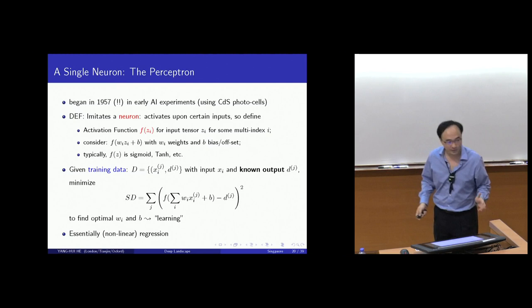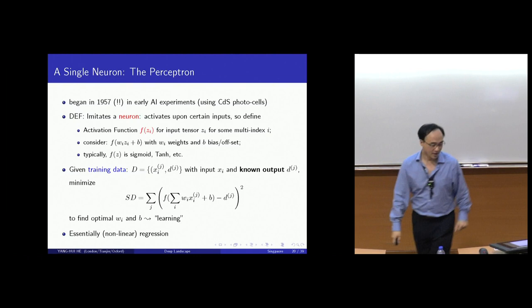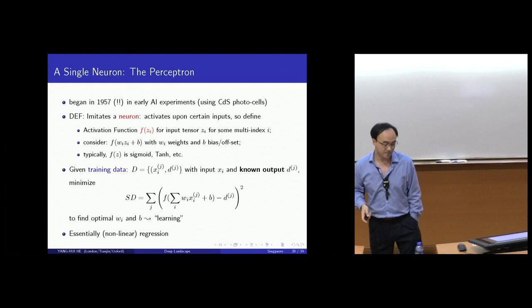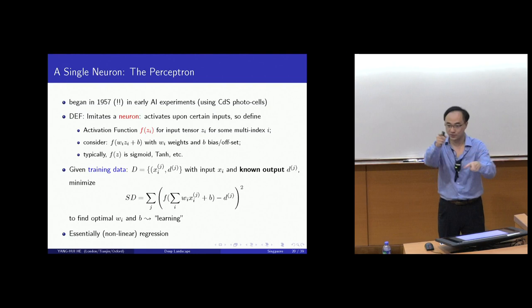So what is a neuron? A neuron has been called the perceptron. This whole business started in 1957. This is kind of cute. The first neural network was set up with cadmium sulfide photocells at Cornell, and people were shining torches on them to try to make them replicate the mind.